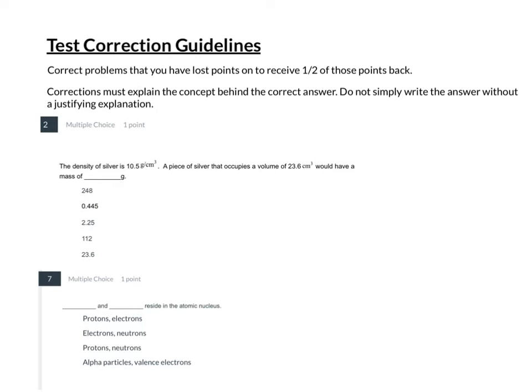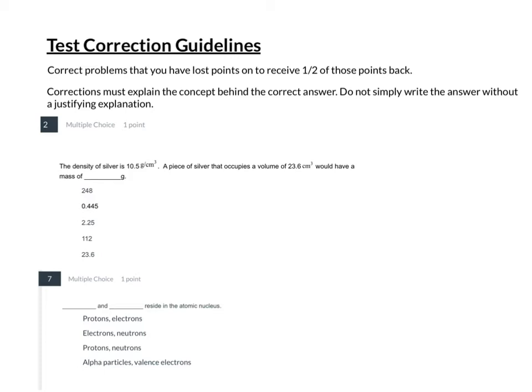Corrections must explain the concept behind the correct answer. You do not simply write the new correct answer without any kind of explanation, right? If it's a conceptual question, your explanation will be using words, writing sentences, explaining the concept behind your right answer. If the problem is mathematical, you will explain and justify your right answer using mathematics. So just do the problem over with mathematics.